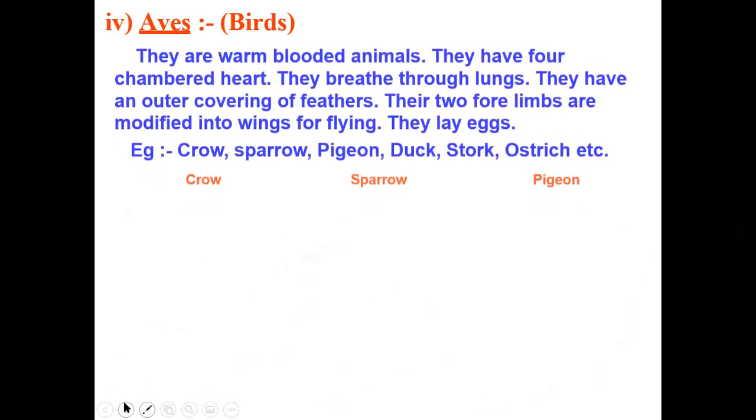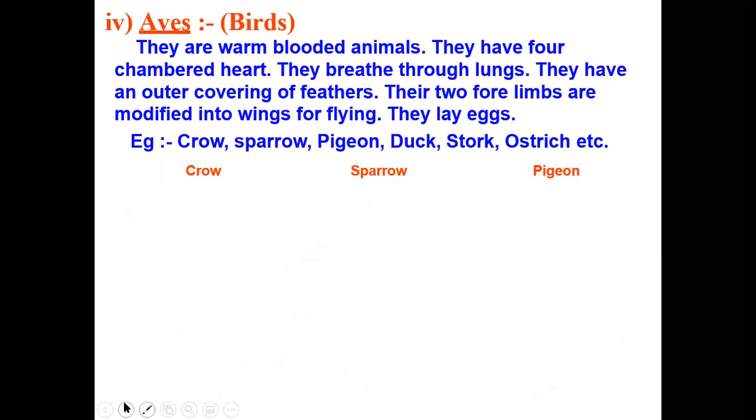Aves means birds. They are warm-blooded animals. They have a four-chambered heart. They breathe through lungs. They have an outer covering of feathers. Their two forelimbs are modified into wings for flying and they are egg-laying organisms. Examples are crow, sparrow, pigeon, duck, stork, and ostrich.